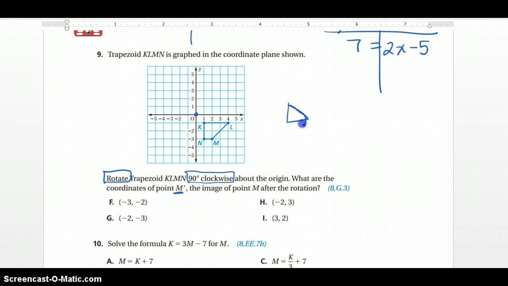1/4 turn clockwise. My hint to you is it will end up in quadrant 3. So rotate it, label it, make sure everything comes over the way you want it to, and then find where M ends up.